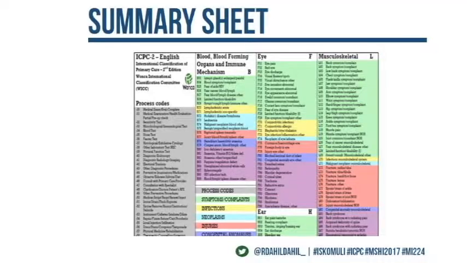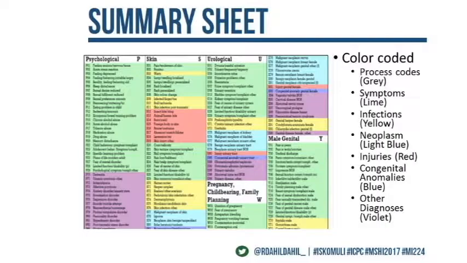The ICPC is very compact, where in fact all ICPC codes can be summarized into a 2-page sheet as shown in the picture. You may check the file I requested you to download for the full access to the summary sheet. Notice that the summary sheet is color-coded. Those highlighted in gray are process codes, lime for symptoms, yellow for infections, light blue for neoplasms, red for injuries, blue for congenital anomalies, and violet for other diagnoses.